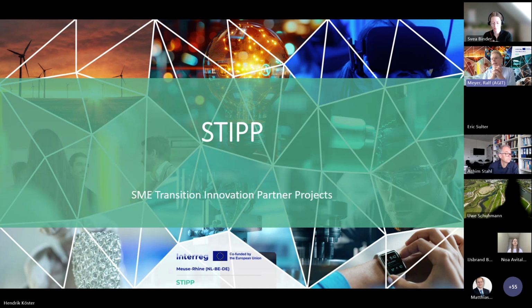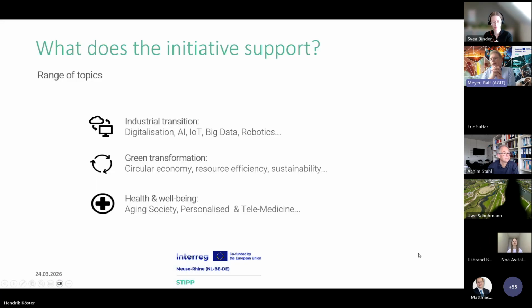On the next slide, you will see that STIPP is, regarding the scope, a little bit broader than in the COMET case. We have three different pillars: industrial transition, green transformation, and also the health and aging society topic. But Einstein Telescope is one of the main topics we are interested in, especially in industrial transition. So it is still a good opportunity to receive funding in these topics.